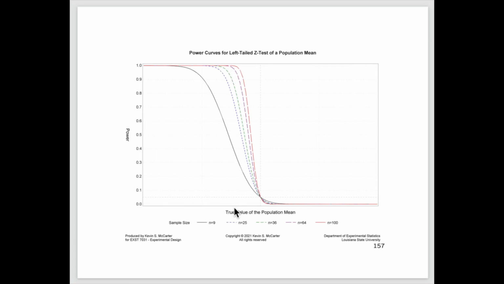And also for a given value of mu in the alternative hypothesis space, let's say right there, we see that as we increase the sample size, the power increases as well. So as we get more information from the population, we are better able to see that the alternative hypothesis is true for any given value of mu in the alternative hypothesis space.